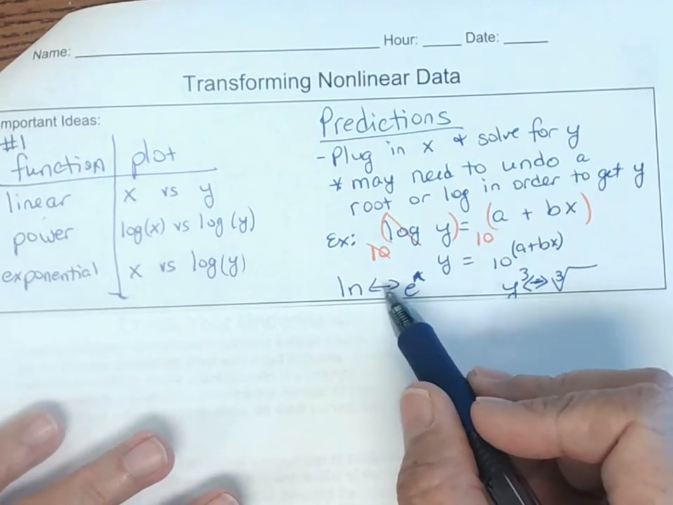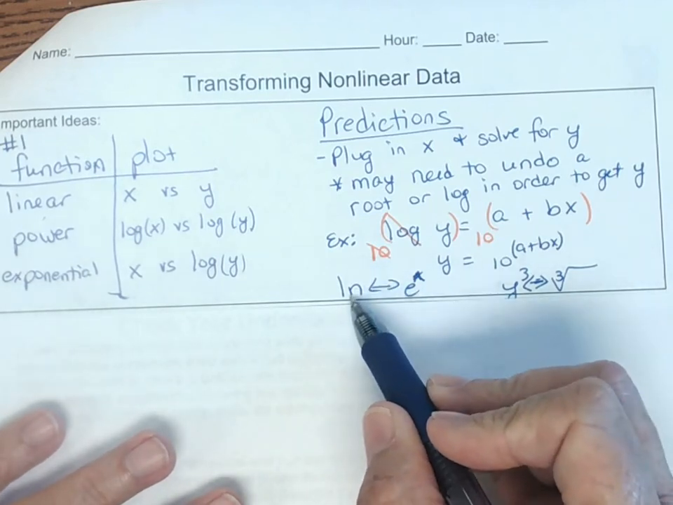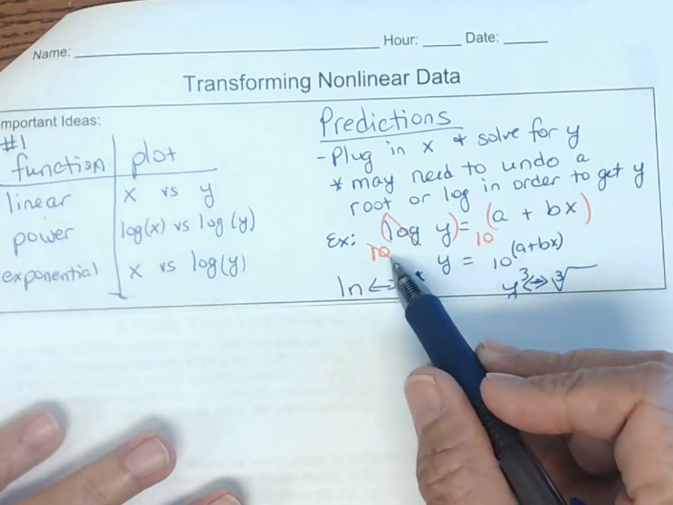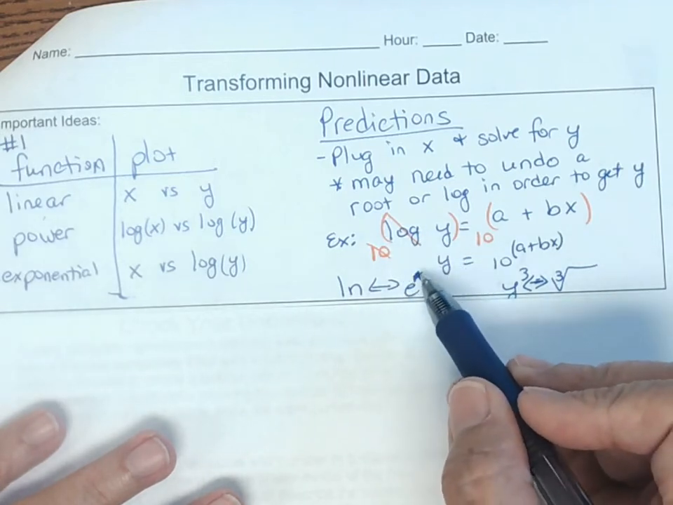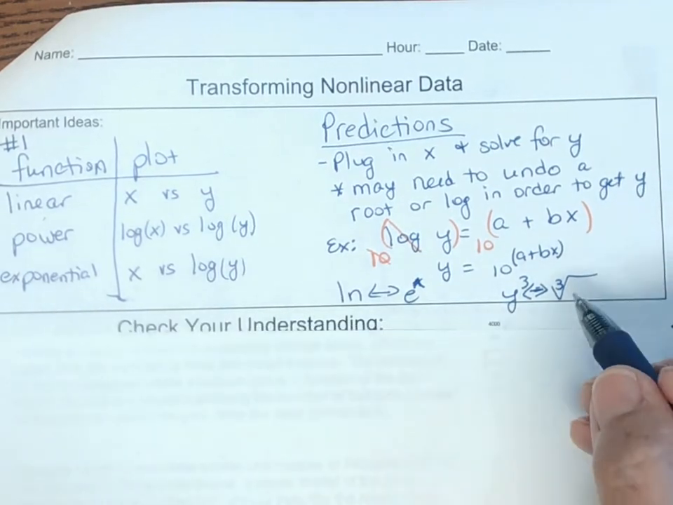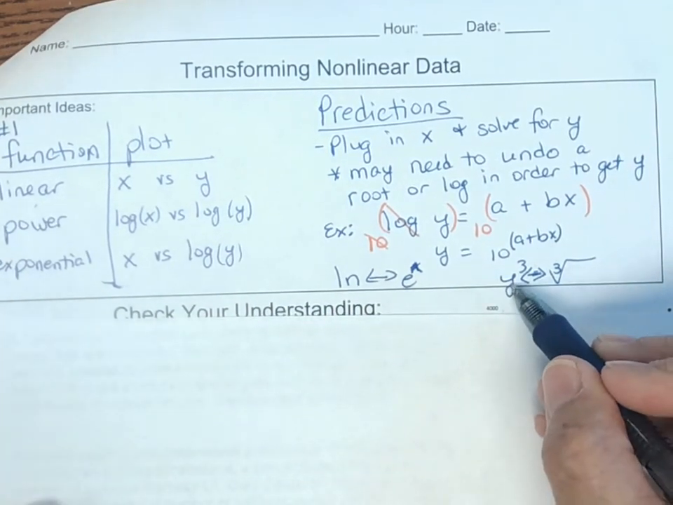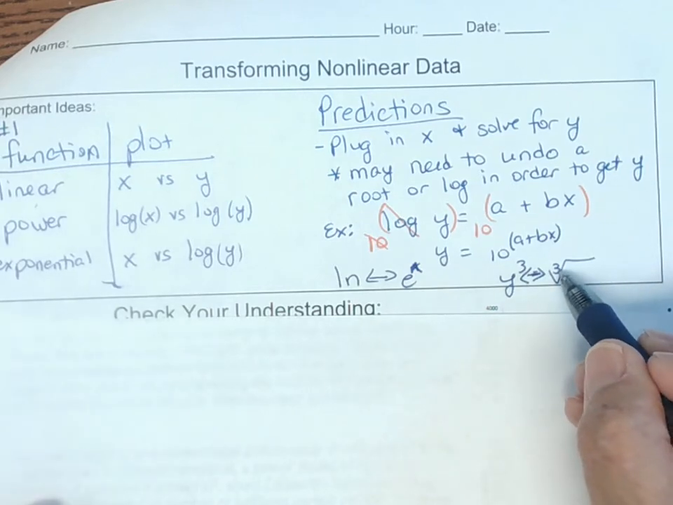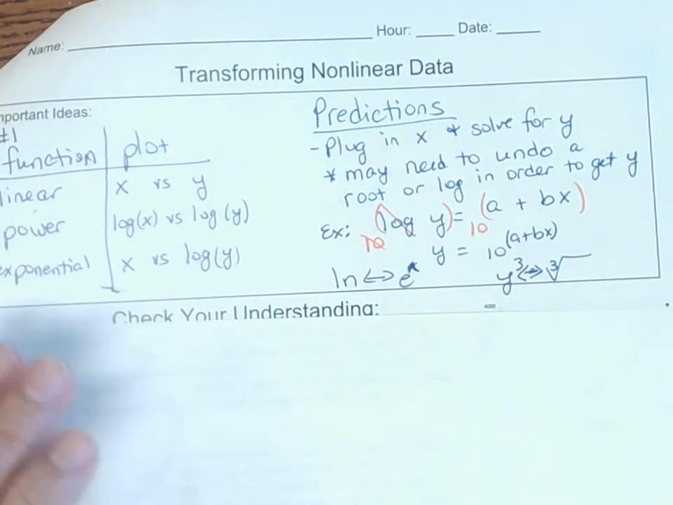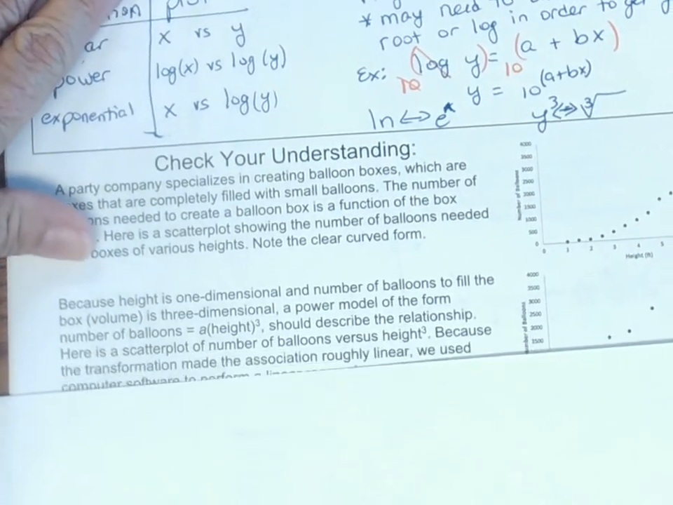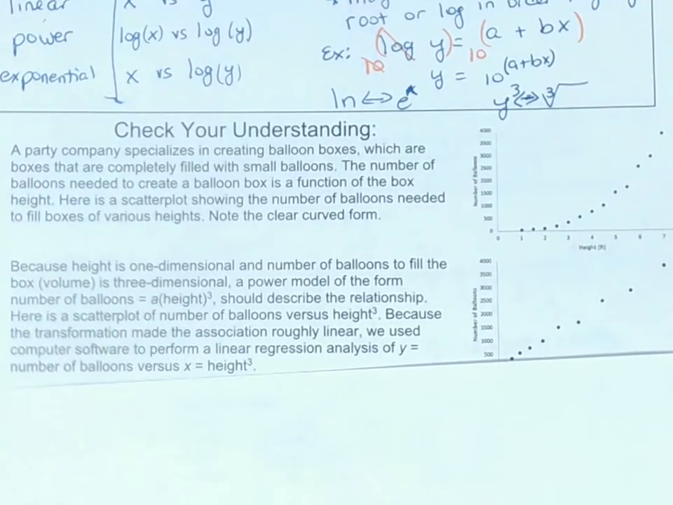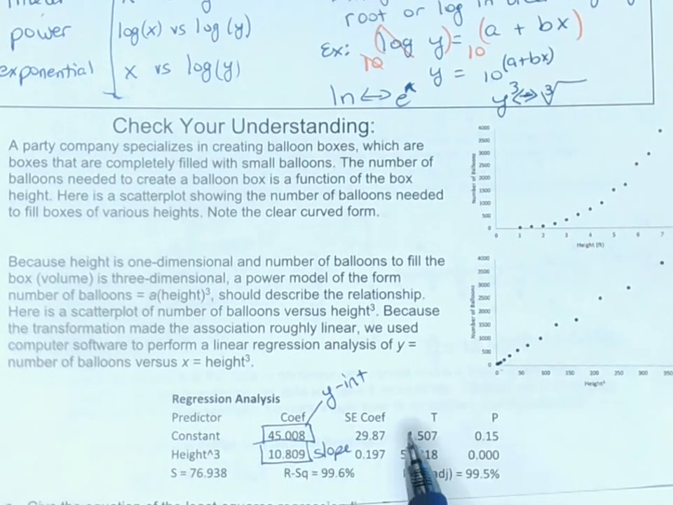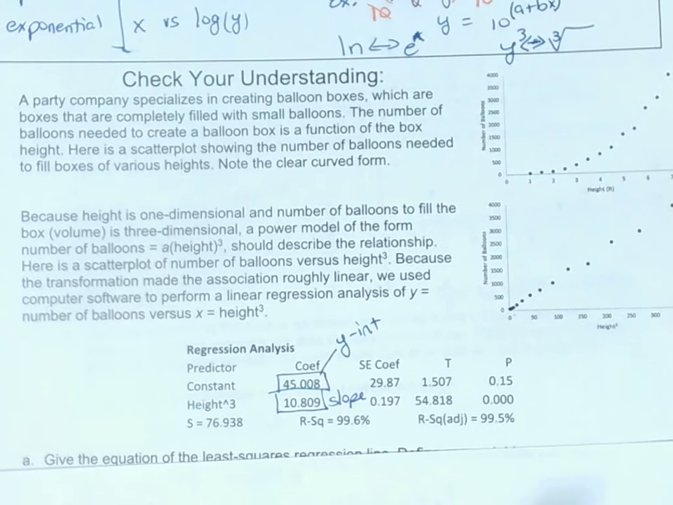Other functions and common ways to undo them: if you have the natural log, so ln, to undo that you're going to have e raised to some power. Instead of 10 raised to the power, it's going to be e raised to the power. For a common power one, if you have y to the third, so that would be a cubic equation, to undo that you take the third root. We have a check for understanding here, and on my notes I have the filled in answer so you can see that. But again, the important thing here is how to read this Minitab output.